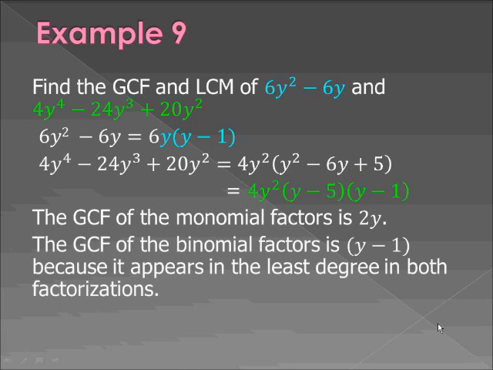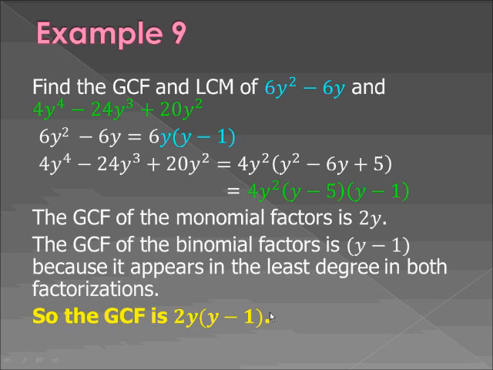Now we look for the greatest common factor of the binomial factors. Both of them have a y minus 1 term. So again, you take the common factors that have the least degree. So both of them are the first degree, so you just have a y minus 1. So you put those together, and your greatest common factor is 2y times y minus 1.